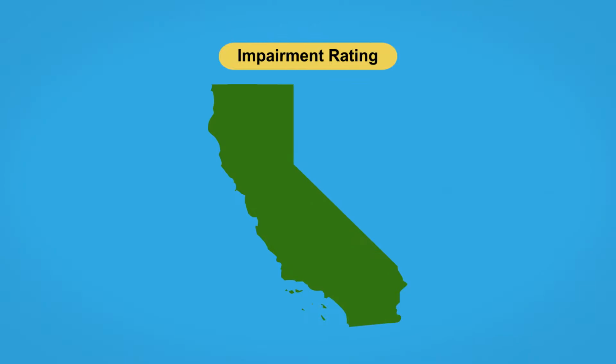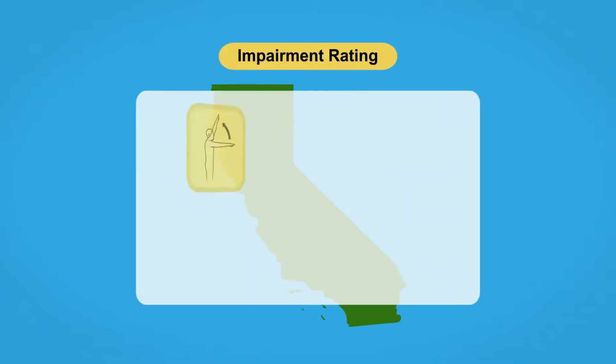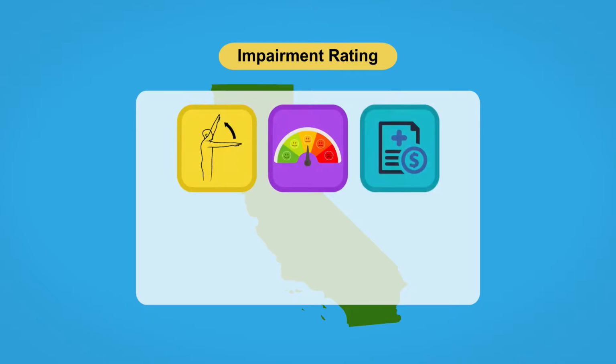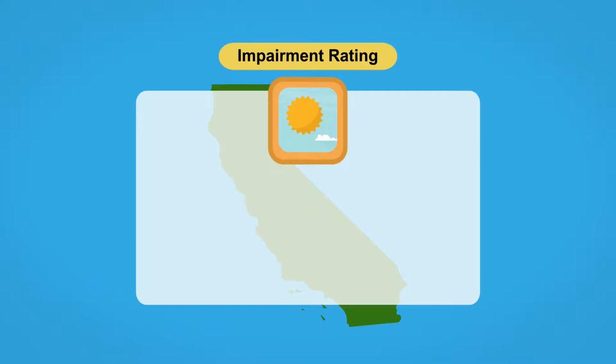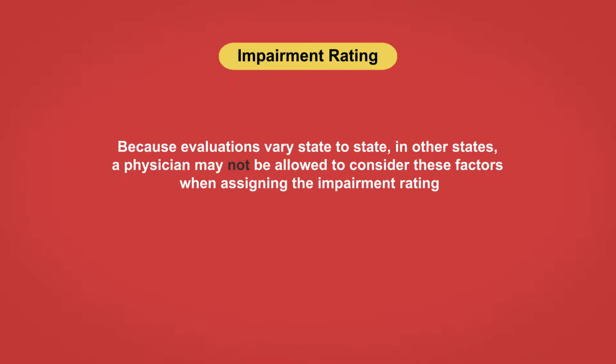For example, California law allows evaluating physicians to consider not only the claimant's range of motion, level of pain, and likely future medical treatment, but his work restrictions, apportionment of causation, and the impact that the injury has on the employee's activities of daily living as well. Activities of daily living include self-care, sexual function, sleep, and communication. Because evaluations vary state to state, in other states, a physician may not be allowed to consider these factors when assigning the impairment rating.